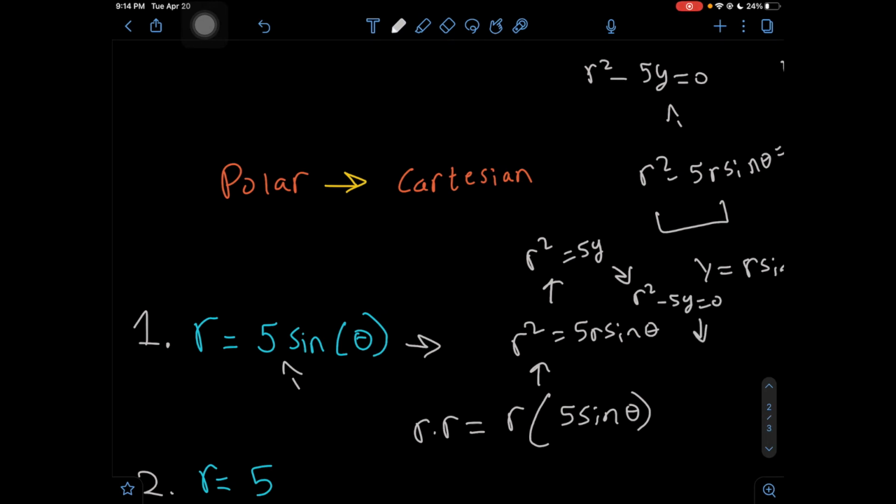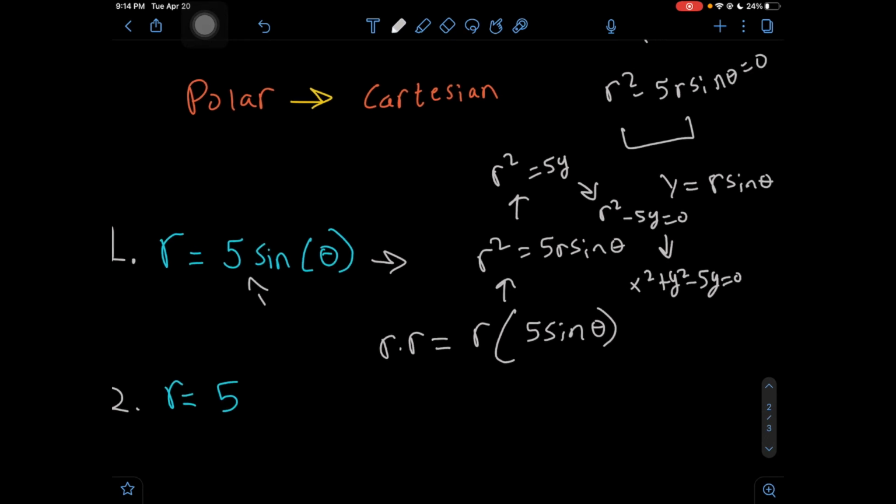And we also know that r squared is equal to x squared plus y squared. So we have x squared plus y squared minus 5y equals 0. Now what we have to do is try to set this equal to 0, right? Well, what we need to do is complete the square. So we have x squared plus y squared minus 5y.